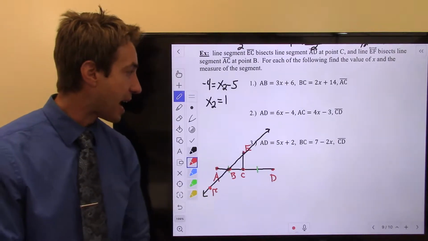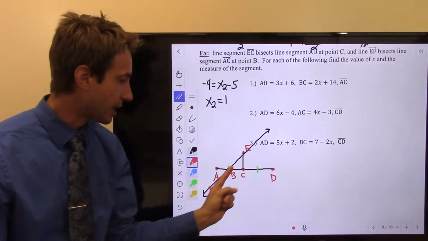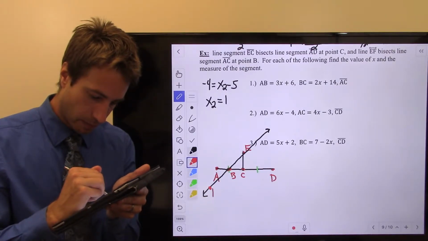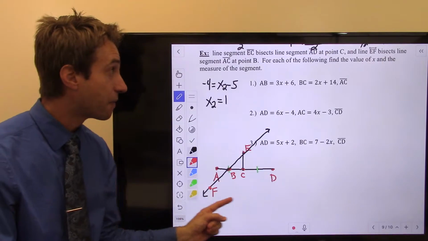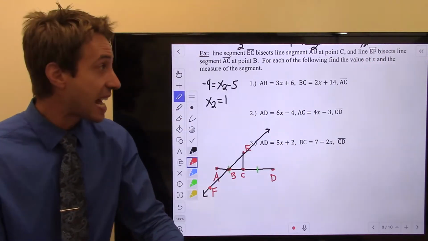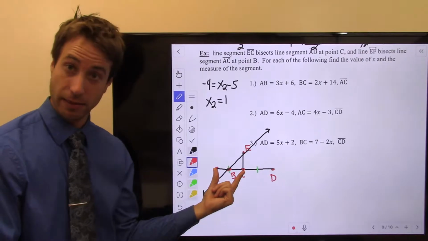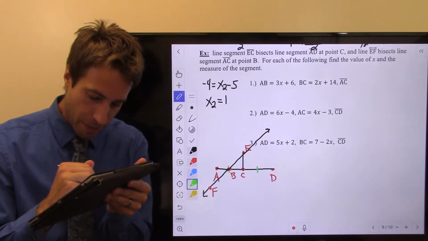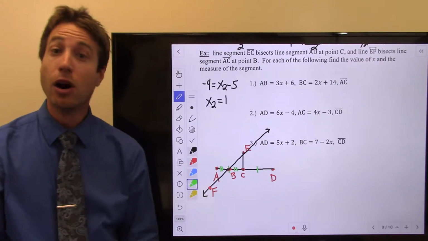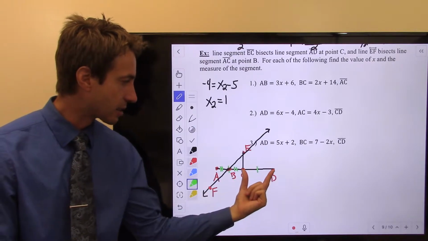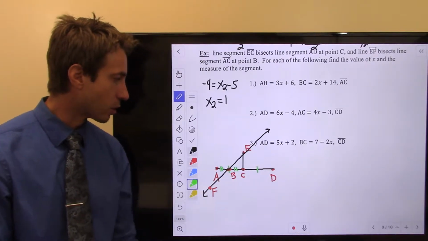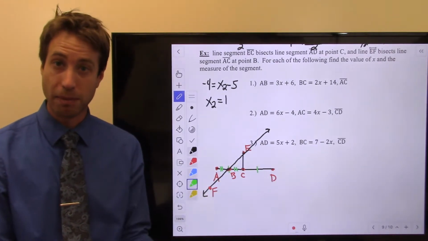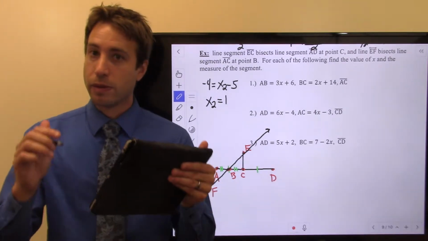And so what I have now is the line EF. Oh, that's a terrible F. So I have the line EF bisects, cuts in half, the line segment AC, and it bisects it at the point B. So you also know then that those two things are congruent. So AC is congruent to CD, AB is congruent to BC, C is a midpoint, and B is also a midpoint. I know, there's a lot there.